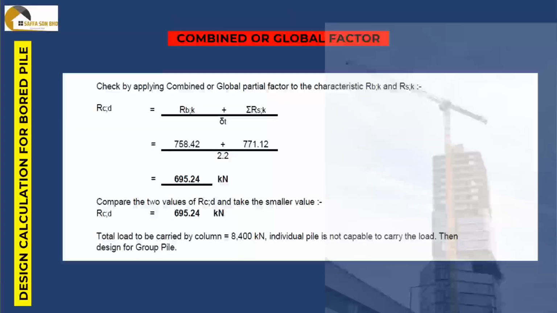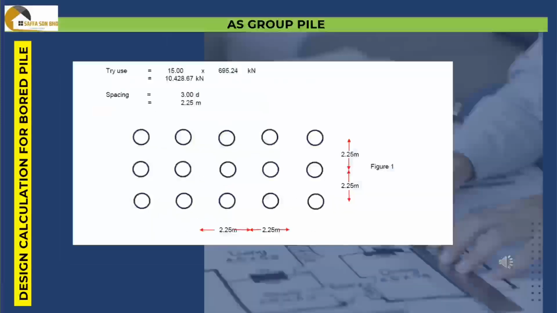We check by applying combined or global partial factor to the characteristic shaft resistance and base resistance, and we get 695.24 kN. Total load to be carried by the column is 8,400 kN. An individual pile is not capable of carrying the load, so we design for a group pile. For the group pile, we try using 15 core piles with a spacing of 2.25 meters.